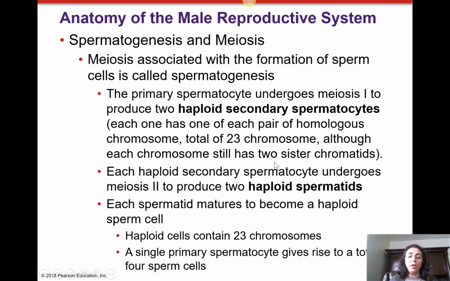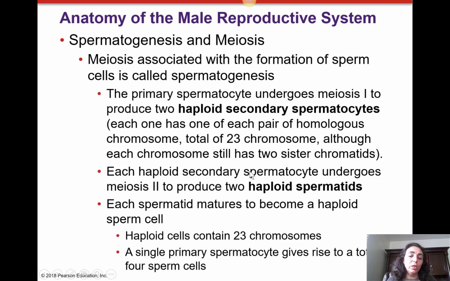Now the chromosomes get separated, each chromosome still has its sister chromatid with itself, right? But the total number of chromosomes is not 46 anymore. We have 23 chromosomes, each chromosome with one sister chromatid, right? After meiosis 1, that is the time that we have secondary spermatocyte.